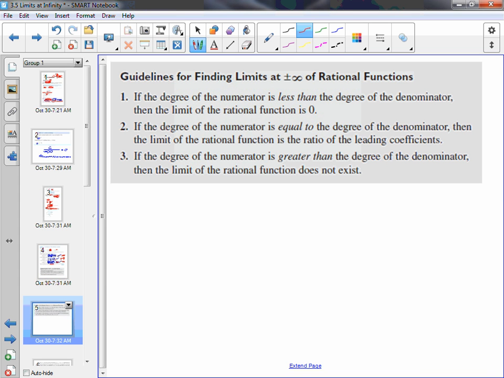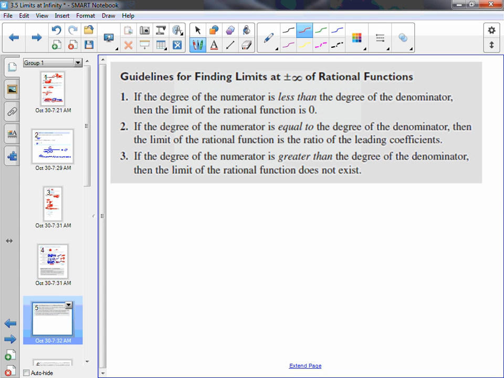Now, if you never learn these guidelines, in theory, you can still work all the limits. But it will take you approximately, I'd say, 7.5 times longer than is necessary. So, here's what you need to remember.